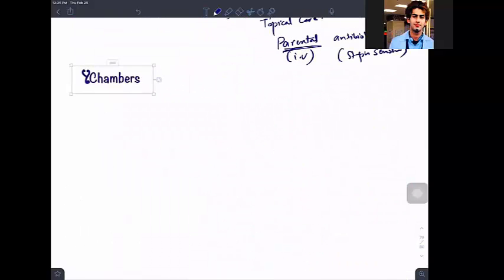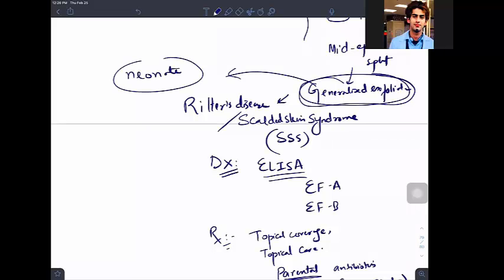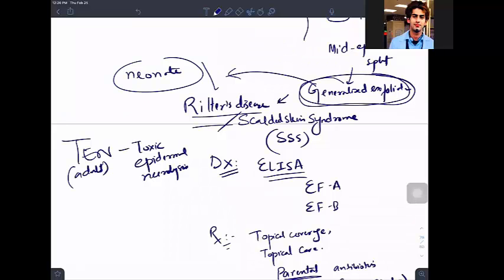Okay, so you have seen this epidermolytic toxin. Can we see some enterotoxins which it has? One thing I want to teach you: if this scalded skin syndrome is happening in a neonate, we call it Ritter's disease. But if this generalized exfoliation happens in adults, we call it TEN. TEN means toxic epidermal necrolysis. So TEN happens in adults; in neonates, we say Ritter's disease.